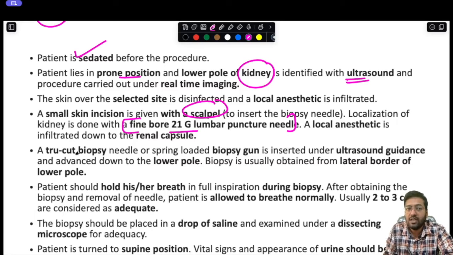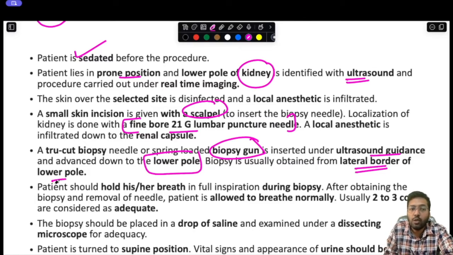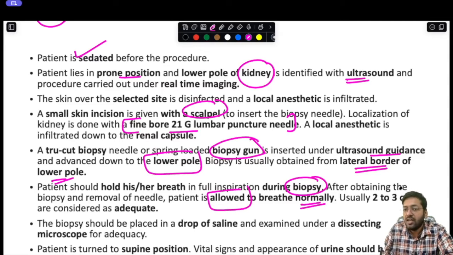After you localize, a true cut biopsy needle or spring loaded biopsy gun is inserted under USG guidance and advanced down to the lower pole. Biopsy is usually obtained from the lateral border of the lower pole. This is the site of biopsy. The patient should hold his or her breath in full inspiration during biopsy. After obtaining the biopsy and removal of the needle, the patient is allowed to breathe normally. Usually 2 to 3 cores are considered adequate.